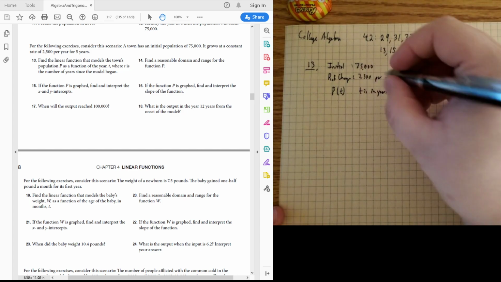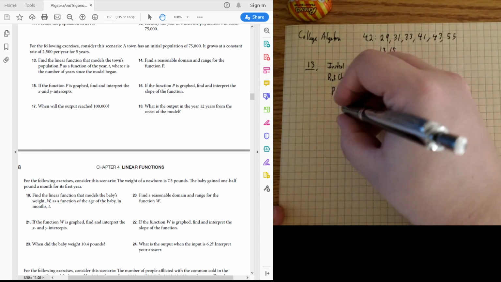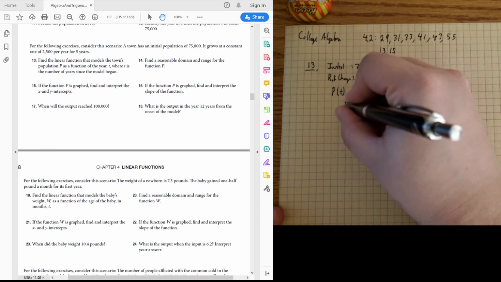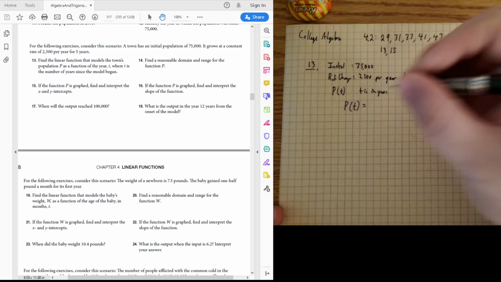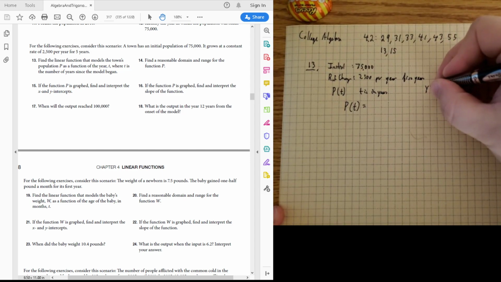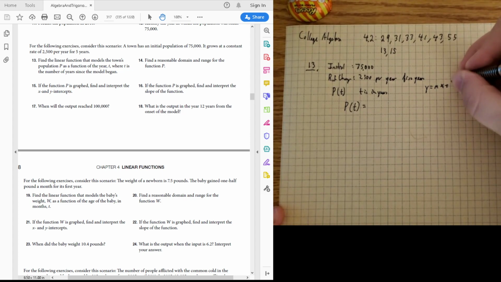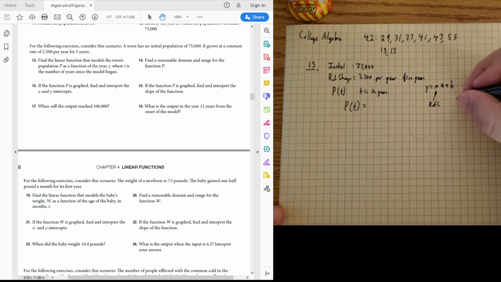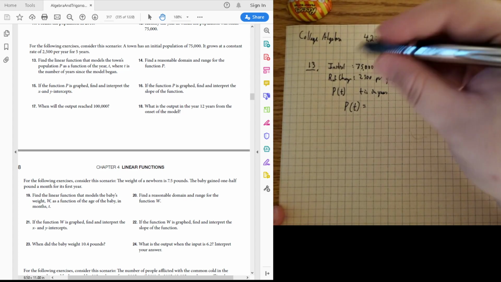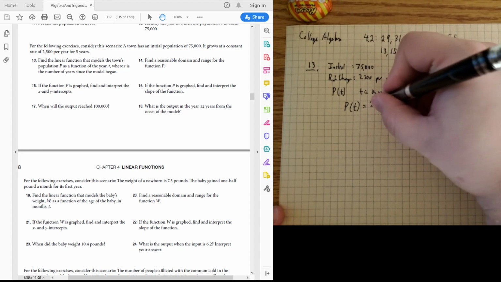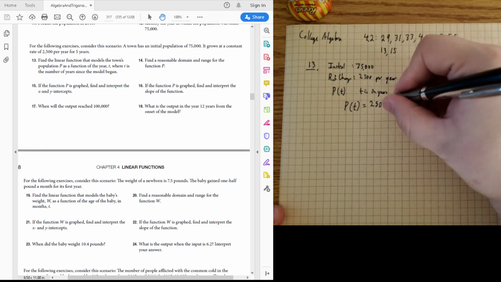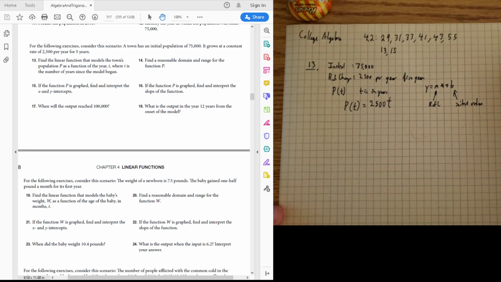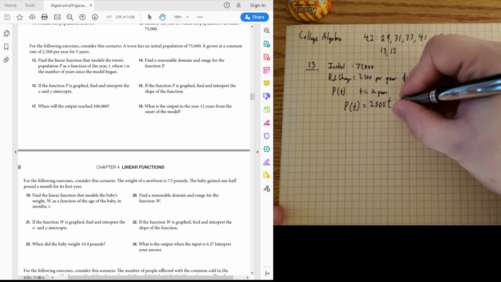Alright, let's do it. So, on this particular function, we have here p of t. Whenever you're writing the equation like y equals mx plus b, remember m represents the rate of change, and b represents the initial value. Okay, so we have a rate of change. It's 2,500 per year. So in this case, instead of x, we're going to use t. And then we have an initial value of 75,000.